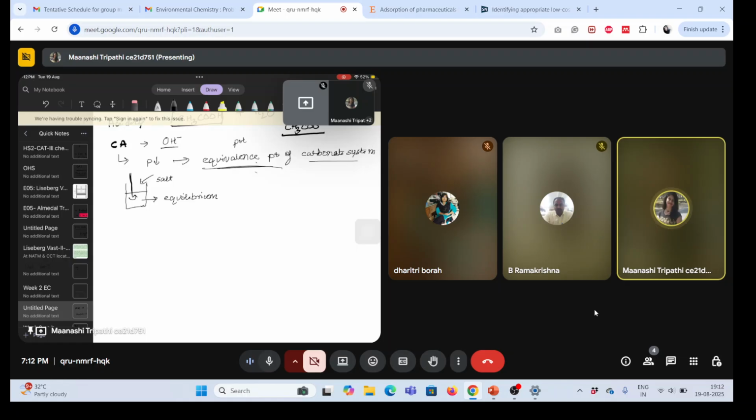And why are we talking about the carbonate system? Because we are talking about water. The basic things that give acidity or basicity to water are the carbonate system, meaning the carbonic acid system. That is why we are talking about the carbonic system in the present case.